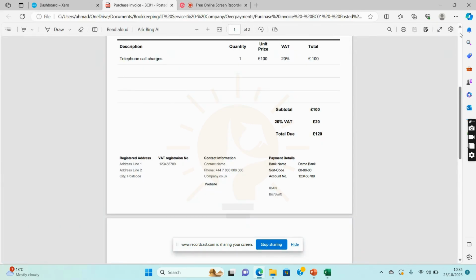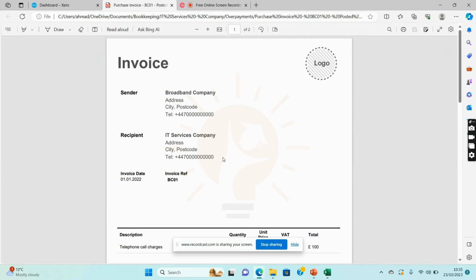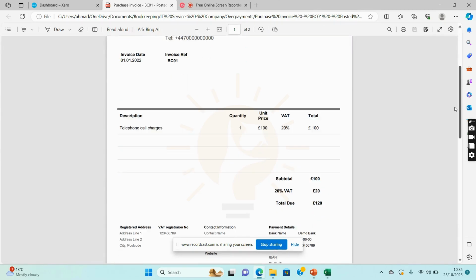Here is the invoice. Broadband company sent an invoice to IT services company. The invoice date is 1st of January 22. The description is telephone call charges, with standard rate VAT of 20%, and the total due amount is £120. Okay. Now I will show you in Xero.